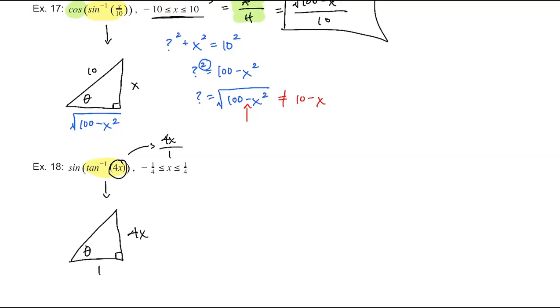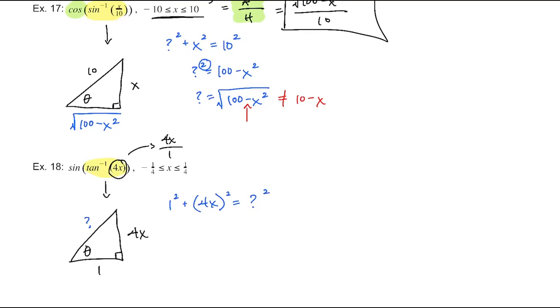And you've got your opposite side, you've got your adjacent side. I don't know if this is a special right triangle or not, but I do know I can use the Pythagorean theorem to find that missing side. So in this case, I'm going to have 1 squared plus 4x squared equals question mark squared. And you could give it a different variable if you want. You don't have to use question mark, okay?